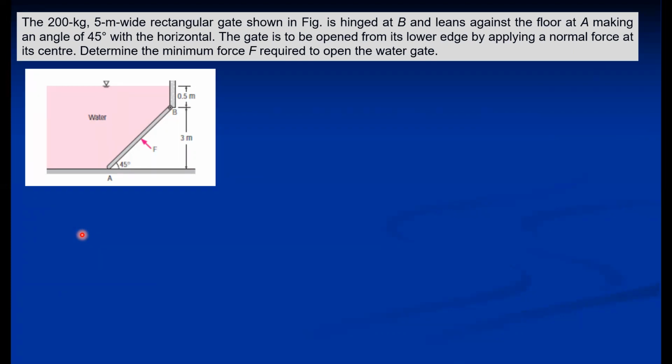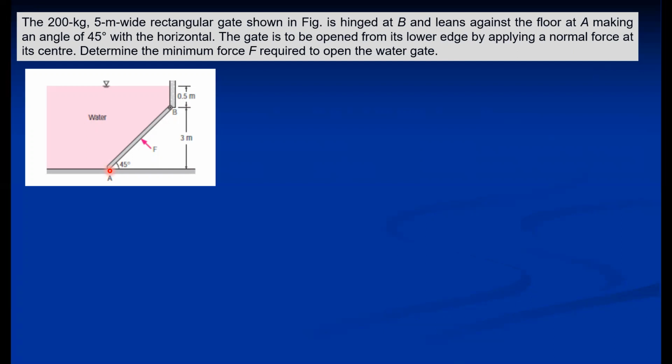So this is 200 kg, 5 meter wide. Wide means it is perpendicular to the board, a rectangular gate, as shown in the figure. It is hinged at B, so the hinge is at B, and it leans against the floor at A. So it opens like this, making an angle of 45 degrees with the horizontal.